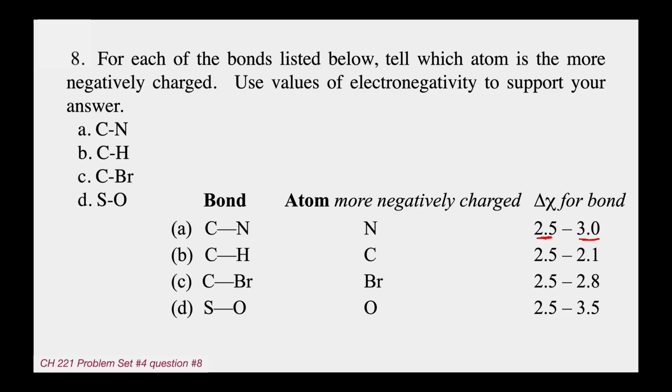Bromine is bigger than carbon in electronegativity, so it will be the negative one. And oxygen, second only to fluorine, is almost always the negative one. 3.5 is larger. So using those electronegativity values, you can make predictions about what's going to be the negative side, and you can then make predictions as to reactivity, stuff like that.